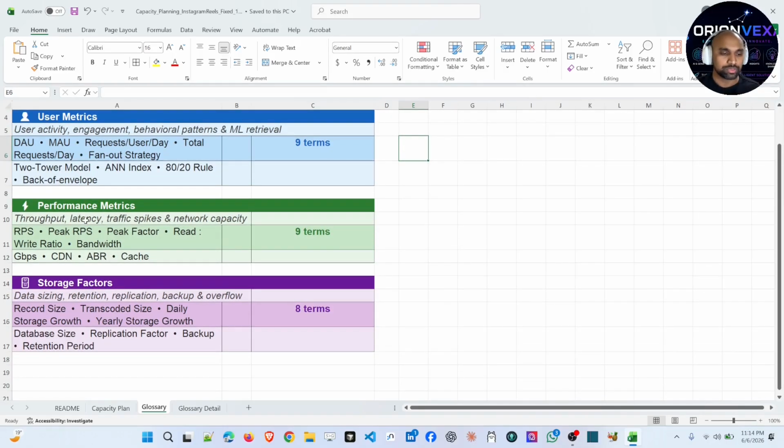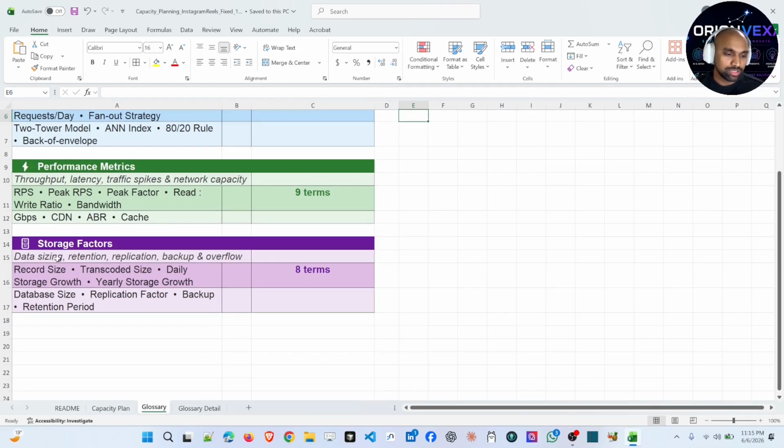Next, we come to the performance metrics, that is how the system is performing, what the latency is, and all. That comes under throughput, latency, traffic spikes, and network capacity. The parameters we use for calculating these metrics are RPS, peak factor, read-write ratio, and bandwidth. Another few parameters are how we calculate the bandwidth, from Mbps to Gbps, and content delivery network, ABR, and cache.